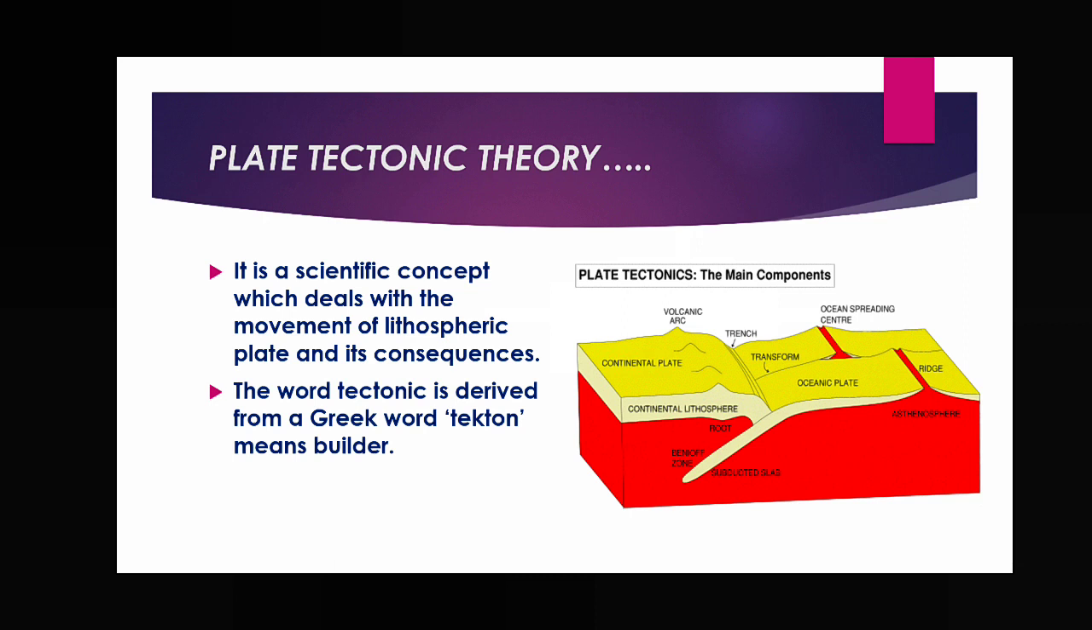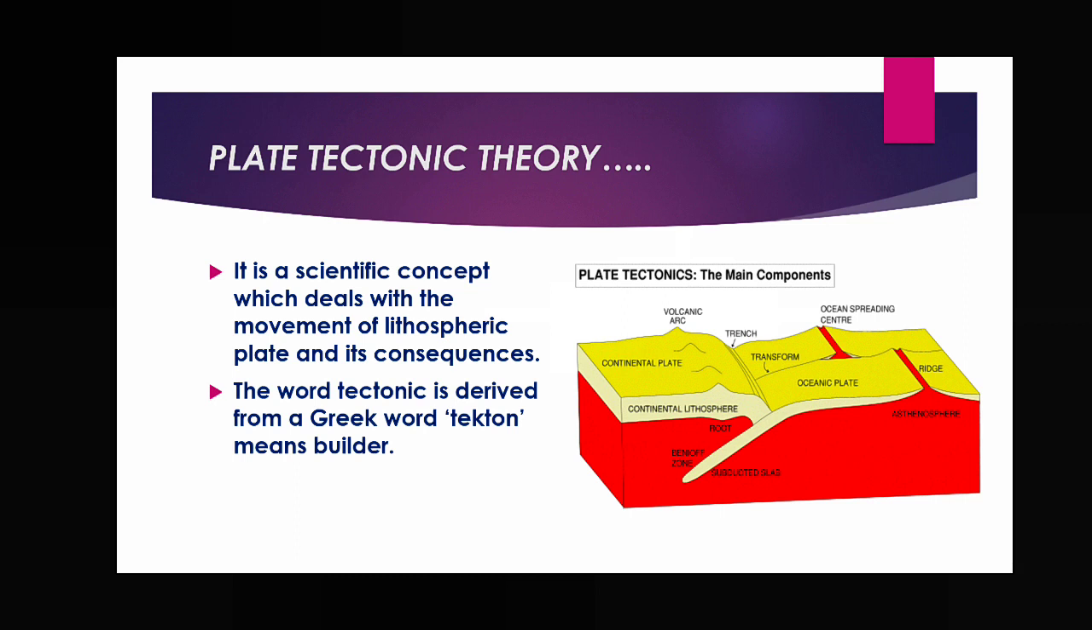Now we have to understand the meaning of the word tectonic. The word tectonic is derived from a Greek word tekton, T-E-K-T-O-N. Tekton means what? Builder. That means it is building something. The movement of plate building something. Building of new earth crust, building of Himalayas, that means folded mountains. So that's why it is named plate tectonic theory, and theory means scientific concept. So it is one type of concept which deals with the movement of plates and its consequences.